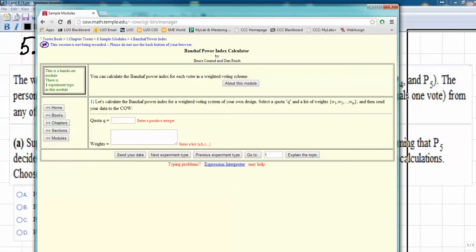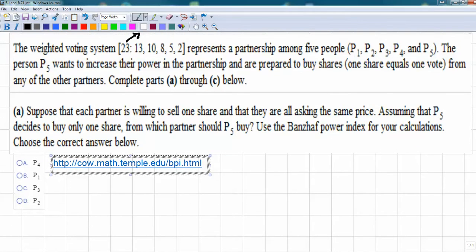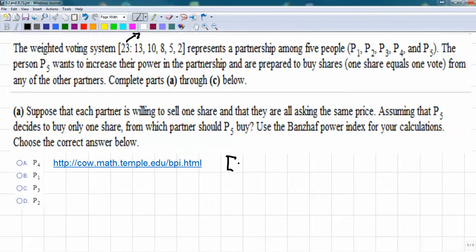But first off, let's go ahead and determine what we need to be discussing right here. Remember that we have an initial voting system that starts right here. The quota is 23, and then P sub 1 is 13, P sub 2 is 10, P sub 3 is 8, P sub 4 is 5, and P sub 5 is 2. Now, we're going to consider what happens when one of these partners sells their share to P sub 5.